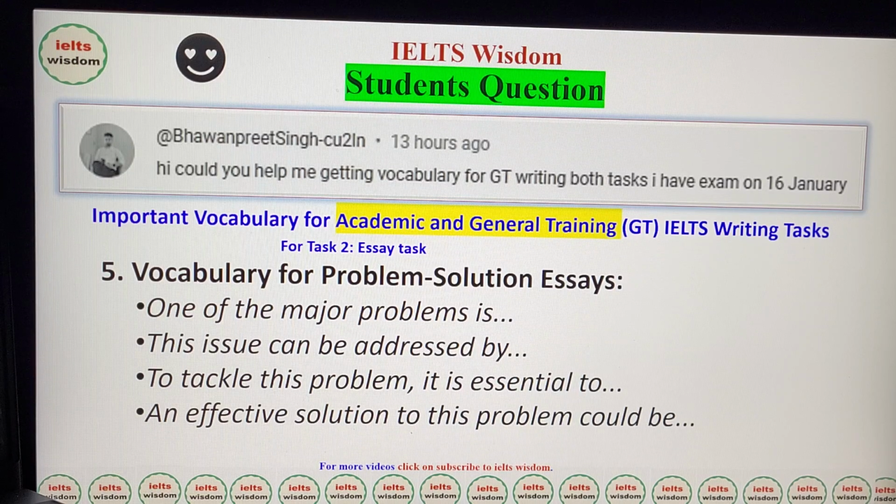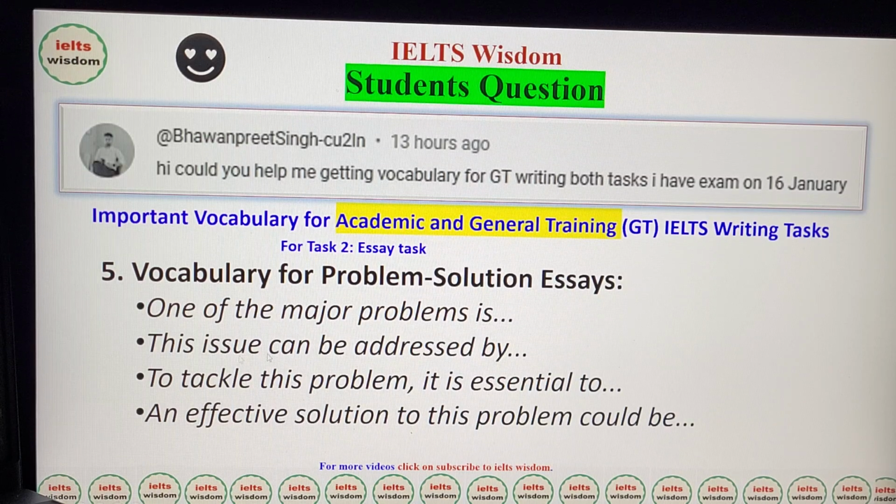One of the major problems is like pollution, right? You can start again talking about what you think, what you discuss in your essay. Okay, "This issue can be addressed by..." then again your reason.